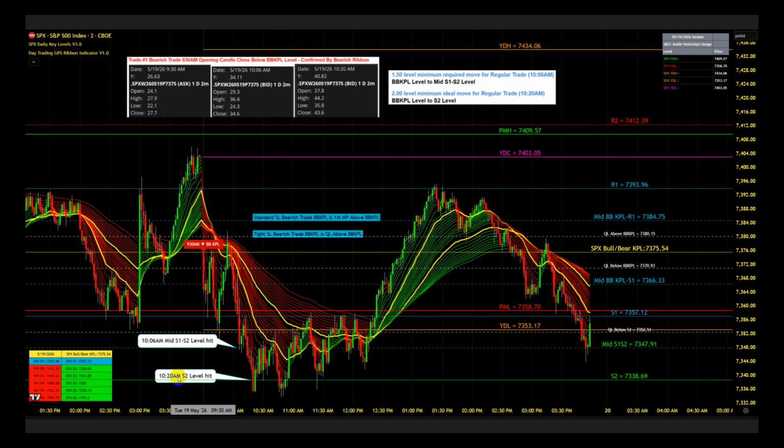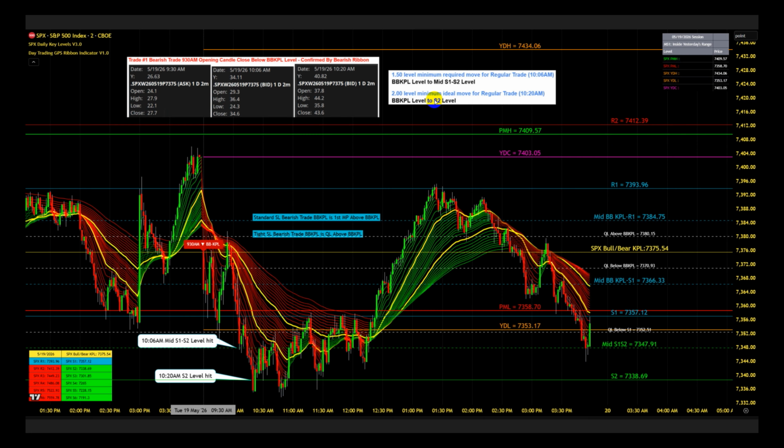Now on here on the 10:20 a.m. S2 level hit, which is the minimum ideal move, as you can see here, now the bid is $43.60. So your profit is the difference between the cost here on the ask at $27.70 and the bid here at $43.60 on this candle close. And as we mentioned earlier, a two-level move is generally going to be the extent of moves that you see in 80 to 85% of the sessions in normal years and normal volatility environments.